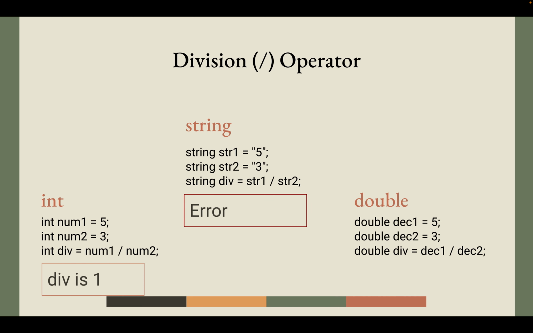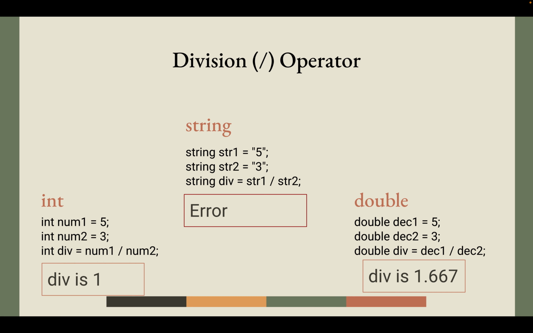For string, it's still going to be an error. And then for double, it looks very similar to the int case, but now decimal 1 and decimal 2 are both doubles. And so now we have double division. And when we have double division, the decimal is kept. And we're given div is 1.667.